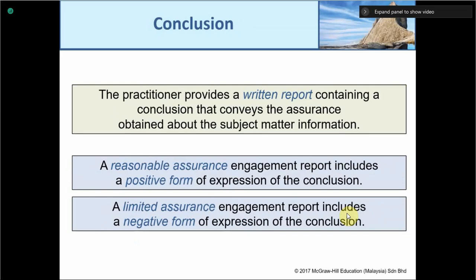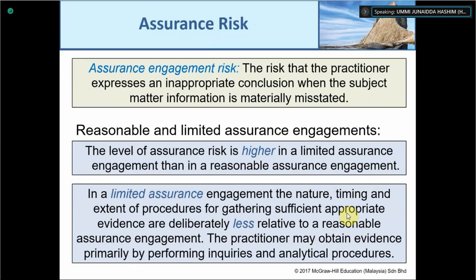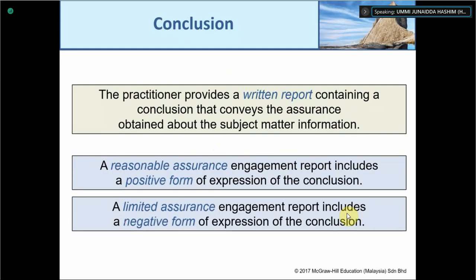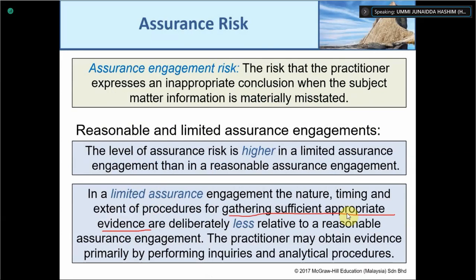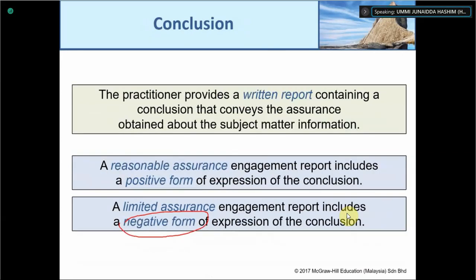So the practitioner provides a written report containing a conclusion that conveys the assurance obtained about the subject matter information. A reasonable assurance engagement report includes a positive form of expression of the conclusion. That one is for reasonable assurance. And if it is a limited assurance, which is due to limited timing and difficulty in gathering sufficient appropriate evidence, the limited assurance engagement report includes a negative form of expression of the conclusion. So the conclusion will include a negative form of expression for limited assurance, or a positive form of expression for reasonable assurance.